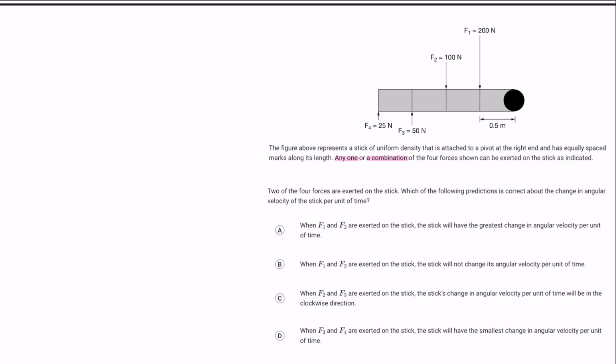Which of the following predictions is correct about the change in angular velocity of the stick per unit time? All right, so unfortunately, this is just one of those problems where we might just have to read through each answer choice and consider each one. A says, when F1 and F2 are exerted on the stick, it will have the greatest change in angular velocity per unit of time.